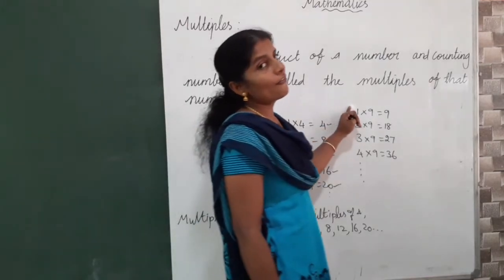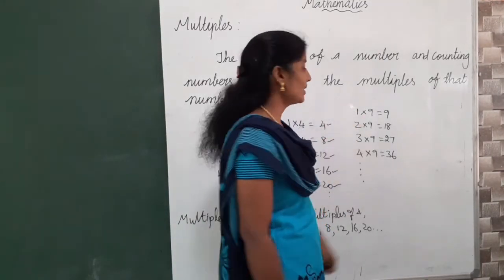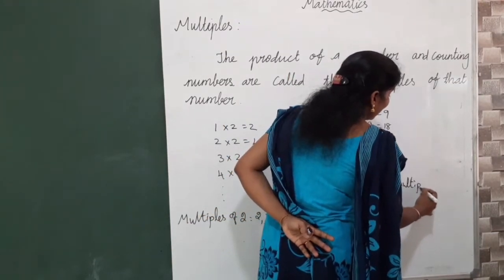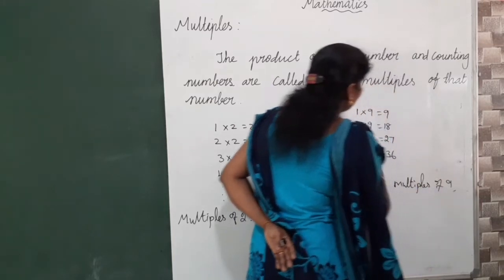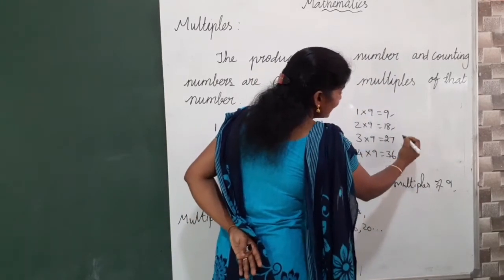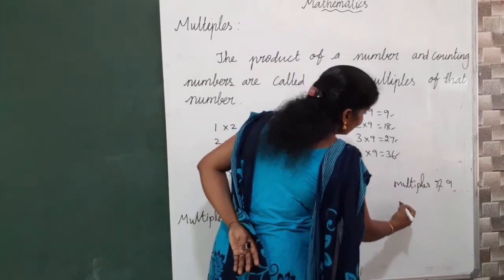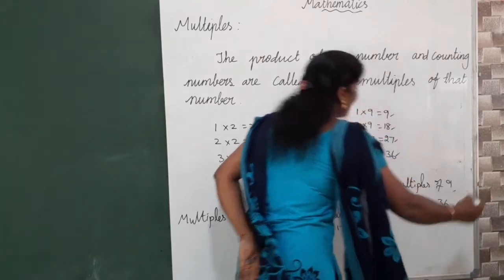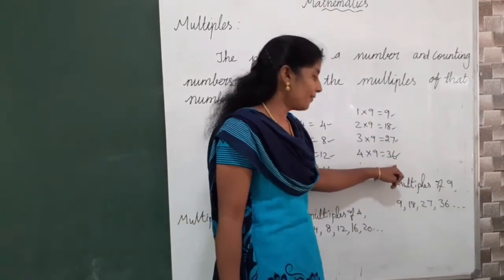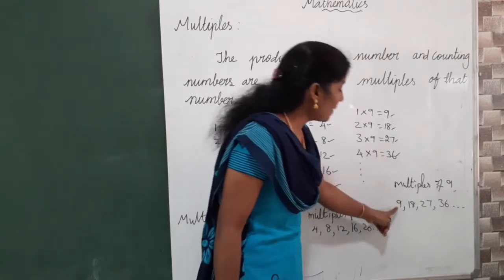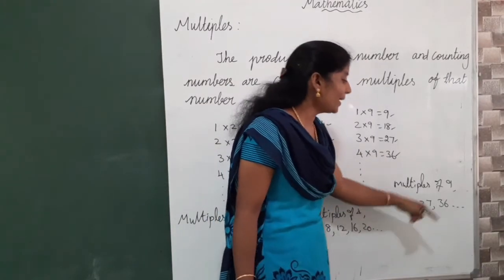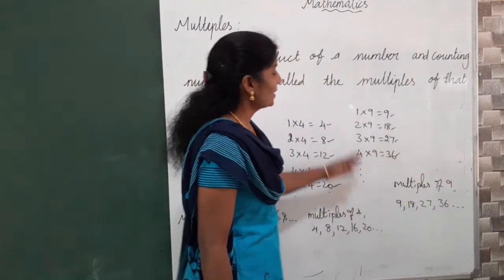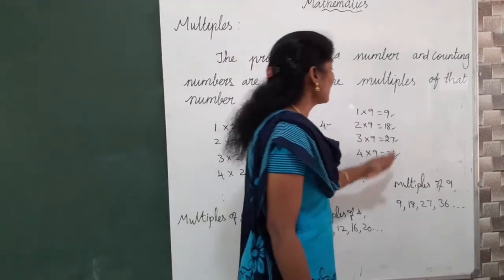Now, multiples of 9. For 9 we can use the 9 table, isn't it? Multiples of 9: 9, 18, 27, 36, etc. Then 5 9s are 45. Otherwise we can add: 9 plus 9 is 18, 18 plus 9 is 27, 27 plus 9 is 36, etc. For a single-digit number we can use the table.